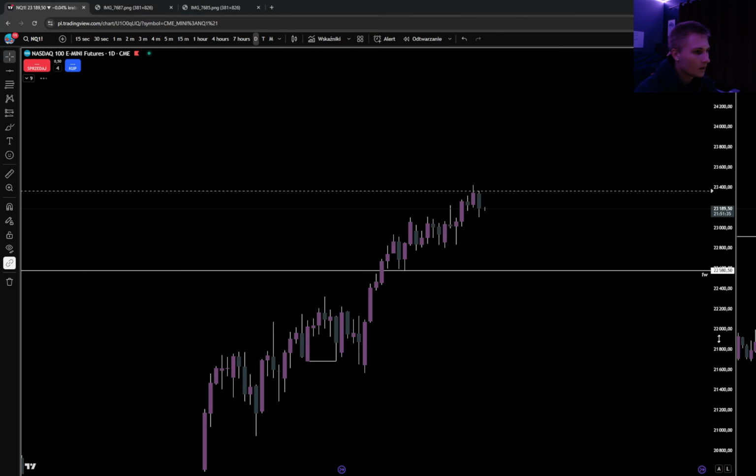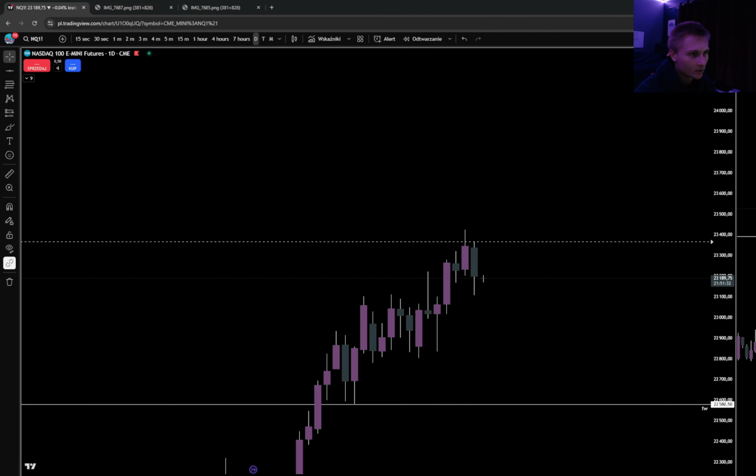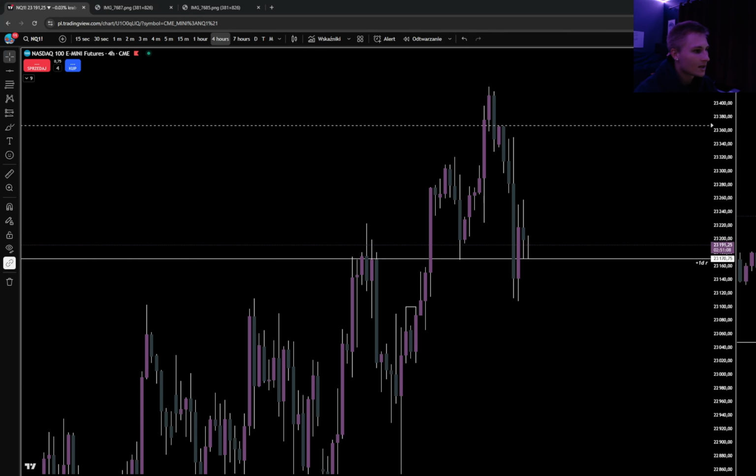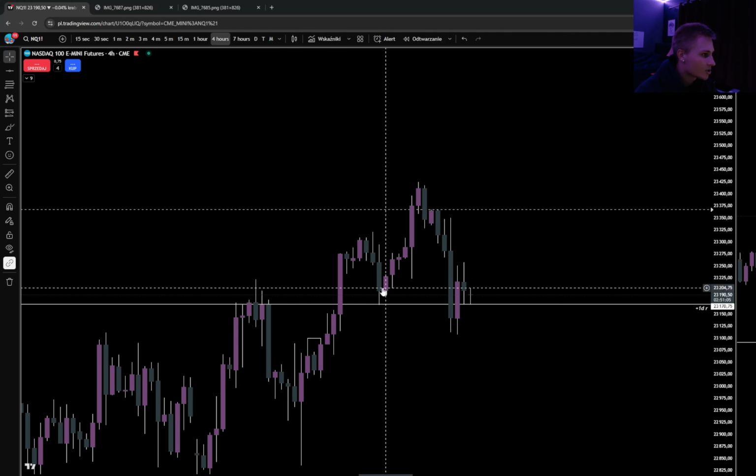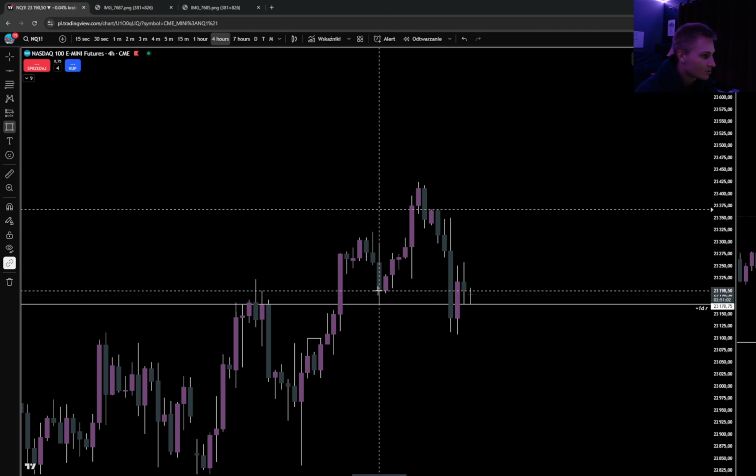Let's go down to the daily. On the daily, we did rebalance this unfilled daily right here. Let's start to look at the 4-hour time frame. On the 4-hour time frame, we had a shift in structure lower, putting in this bearish breaker block right here.